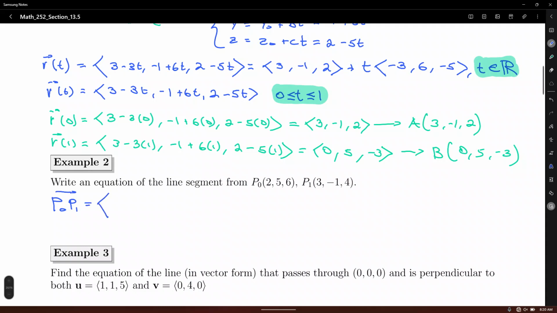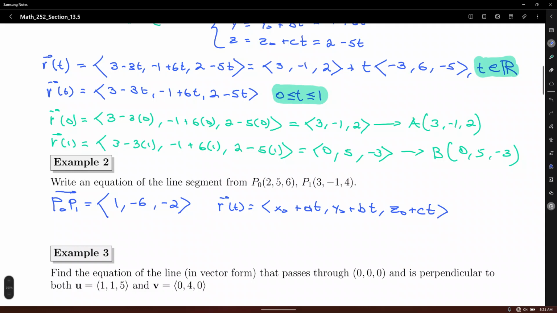That is 3 minus 2, that equals 1. -1 minus 5, that's a -6. And 4 minus 6, that equals -2. So that's our direction vector, so to speak, our slope. Well, again, there's no rise over run in this case, right? We're going in the direction of a vector starting at an initial point. Okay? So, again, r of t will be given by x naught plus at, y naught plus bt, and z naught plus ct.